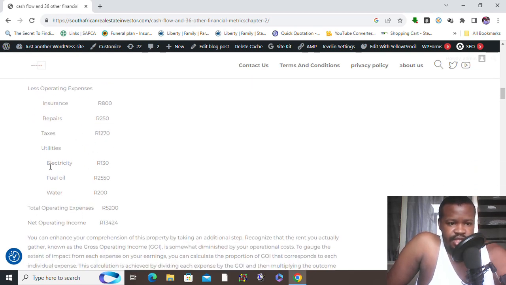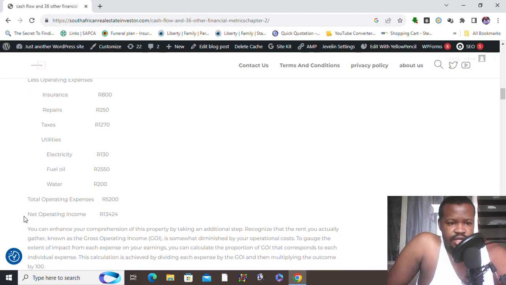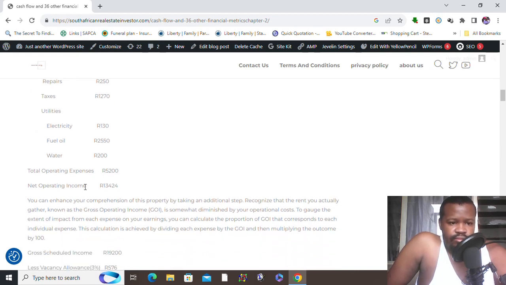Now for the utilities: electricity 130, fuel oil 2,550, water 200 Rand, and the total operating expenses amounting to 5,200 Rand, where now the net operating income (NOI) is 13,424.